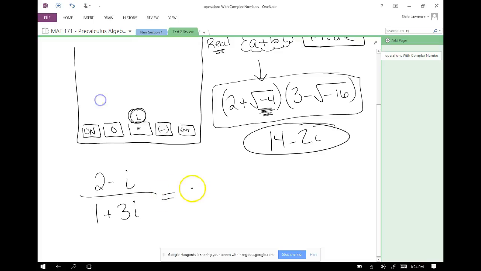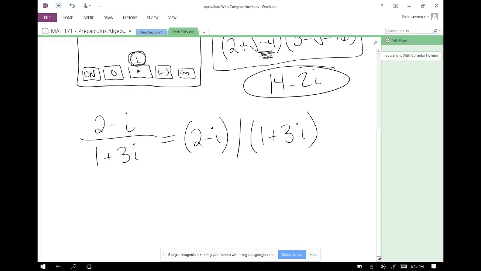The trick is, though, you have to make sure you enter the numerator and the denominator in separate sets of parentheses. Because 2 minus i is the entire numerator and needs to be enclosed by parentheses. 1 plus 3i is the entire denominator. It needs to be enclosed by parentheses. And again, we can use the i button to type that entire thing into the calculator.